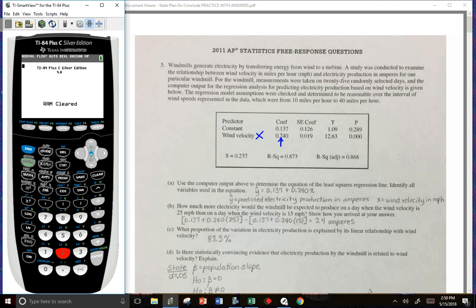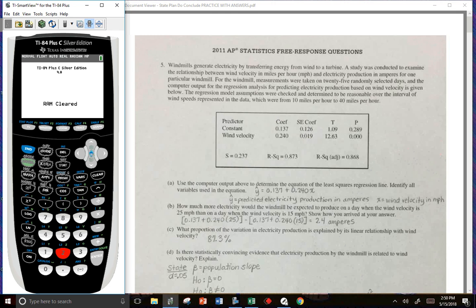So looking at that, from the variables that they just gave us, the electricity production in amperes is our y hat, and then the wind velocity is our x. Are we okay with that? Because we're going to have to define it in a second. 0.137 is the y-intercept. Okay.